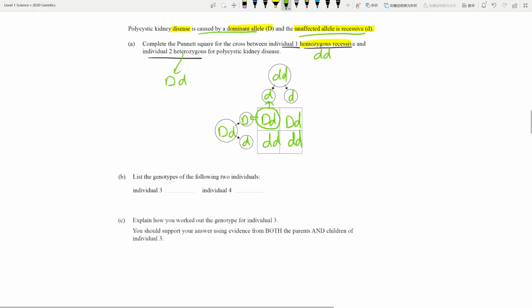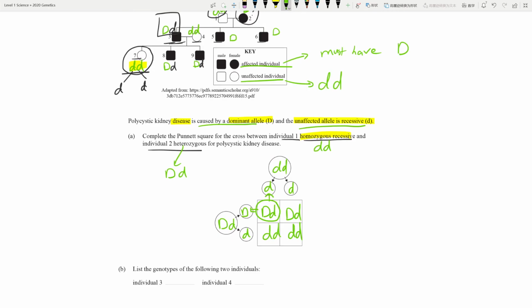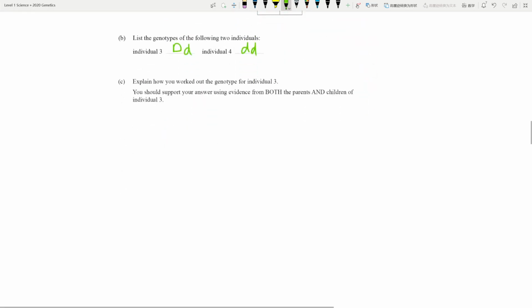List a genotype of the following 2 individuals. Individual 3, individual 4. So I already did that. Individual 3 is capital D, small d, and individual 4 is small d, small d. Now explain how you worked it out for individual number 3. So again, we talked about this just now.